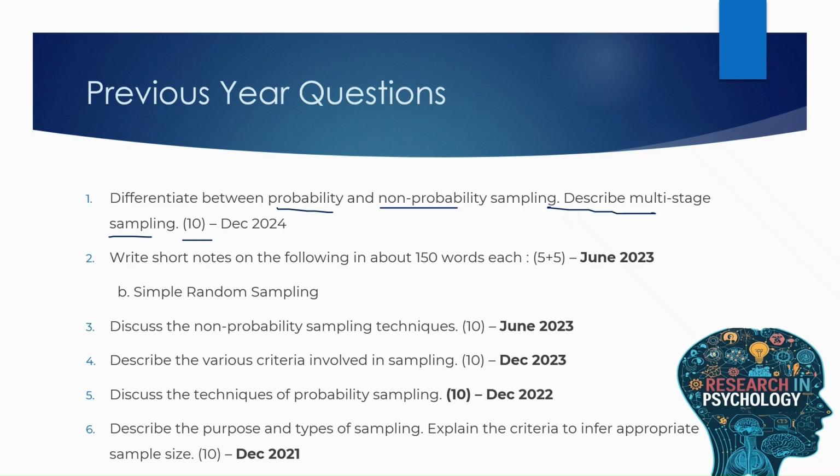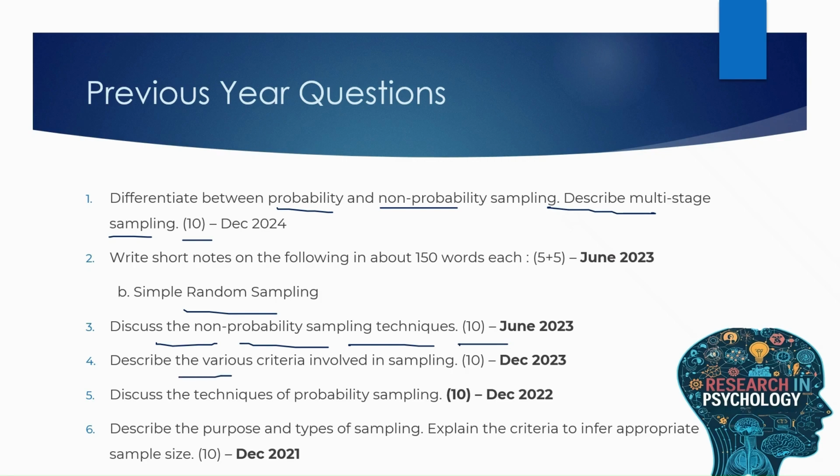And then we had a 5 marks question. The June 2023, write short notes on the following in about 150 words each, which is simple random sampling. Right? In the same year, we had another question. Discuss the non-probability sampling techniques, 10 marks. So you have to discuss the purposive sampling, the selective, the convenient sampling, and then snowball sampling. And there was one more technique that we discussed, right? So you have to write all four of them under non-probability sampling techniques.